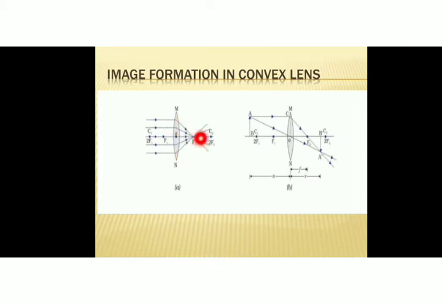So whenever the object is at infinity, where will be the image? Image will be at the focus F2 of the lens. And what will be the nature of the image? It will be real inverted, because if it is a real image, it will be inverted too. So image will be real inverted. And what about the size? It is very, very small. It is a point-sized image. It is highly diminished. Okay, consider the second case.